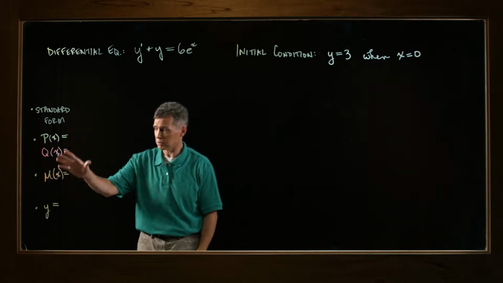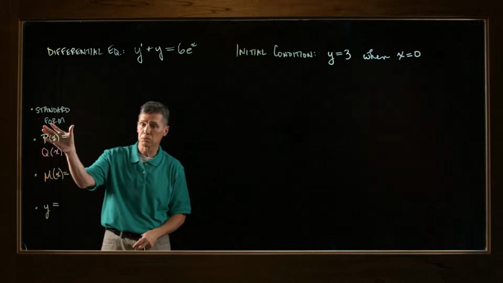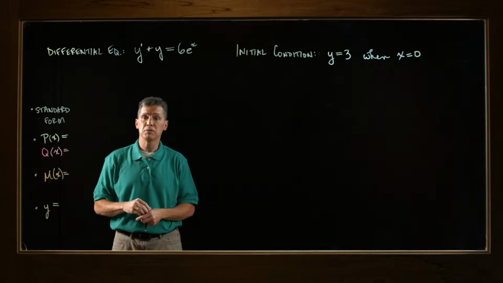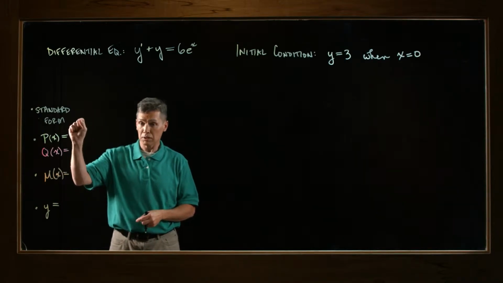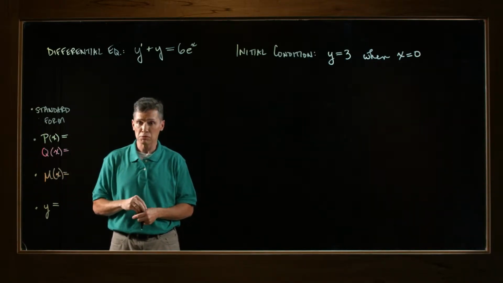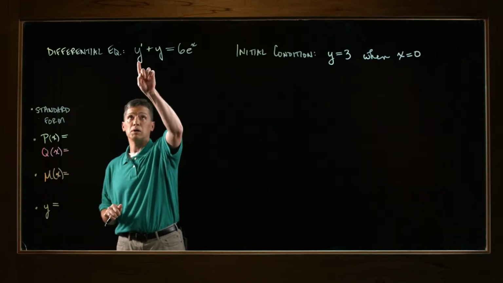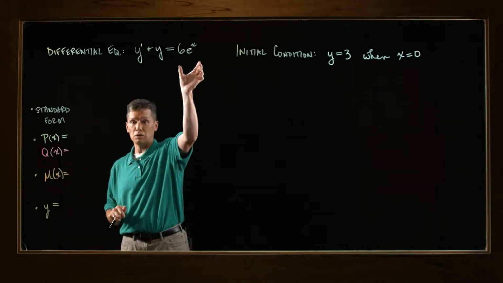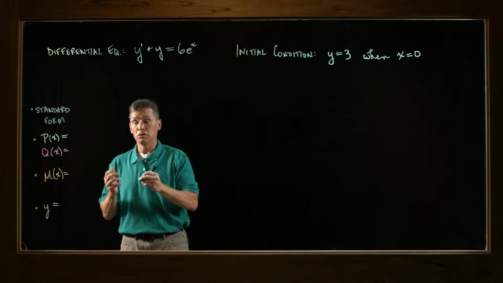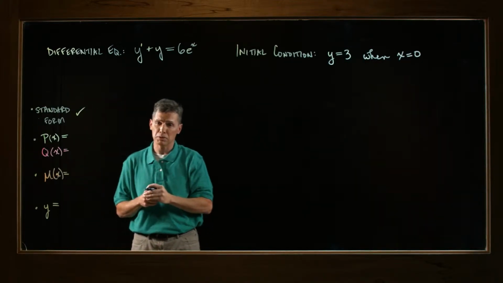Okay, so I've got some steps lined up here. I just want to kind of go through them. The first step for me for this type of problem is to make sure that the equation is in standard form for a first order linear differential equation. That just comes down to the y prime being alone, and on the right hand side there are no y expressions, so we're good. So I always want to make sure of that first.